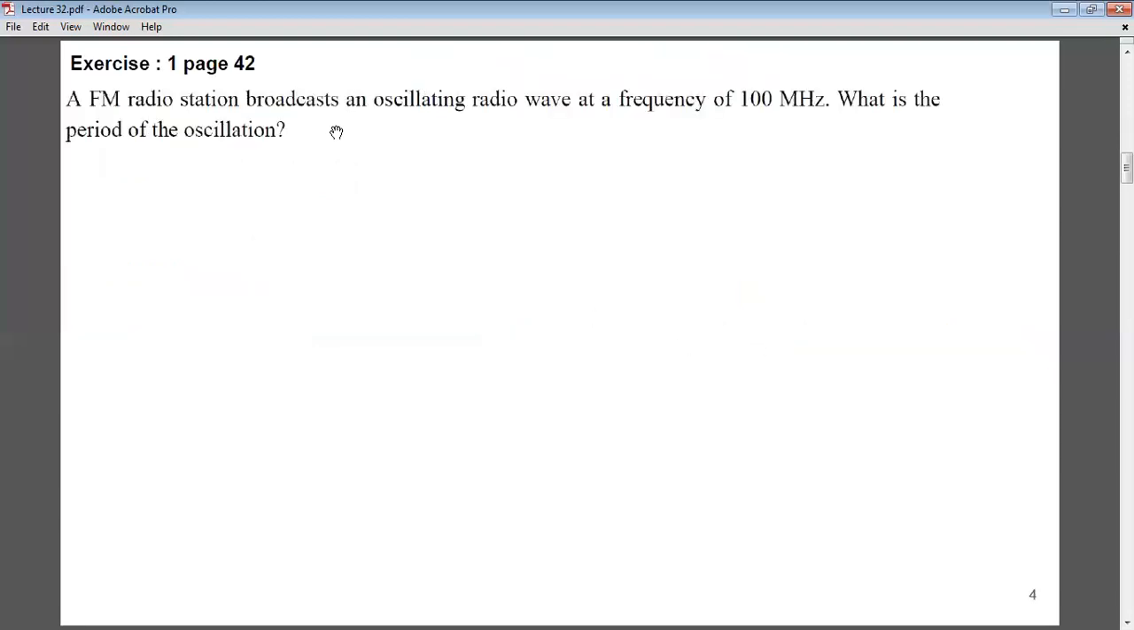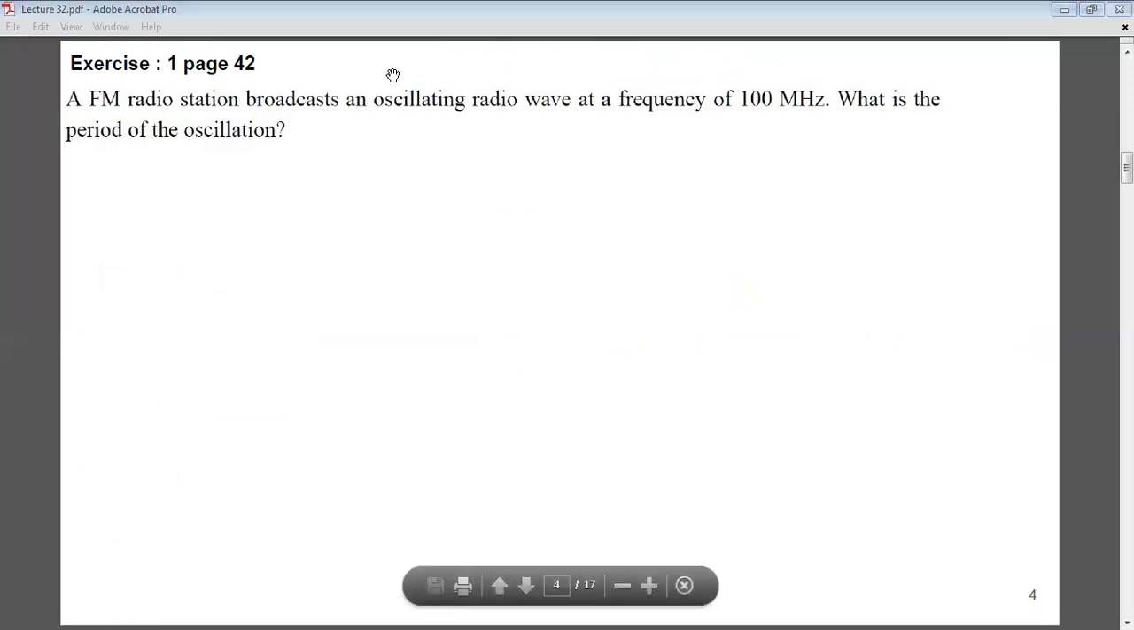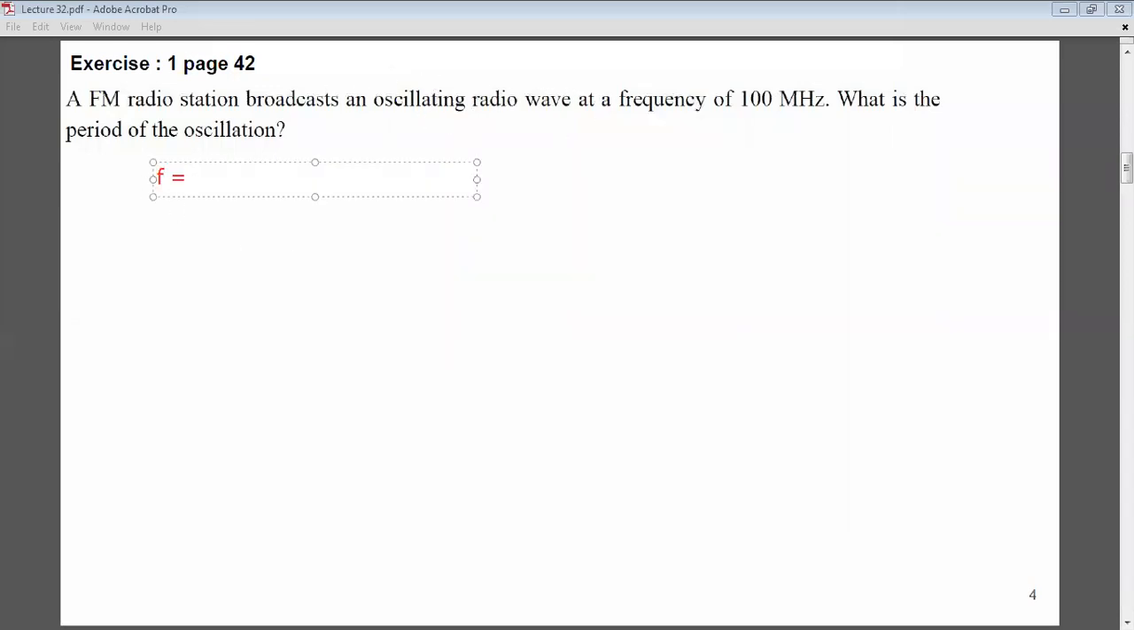This is from your book. An FM radio station broadcasts an oscillating radio wave at a frequency of 100 megahertz. What is the period of the oscillation? Before we continue, we have to change megahertz to hertz. Megahertz equals 10 power 6 hertz.